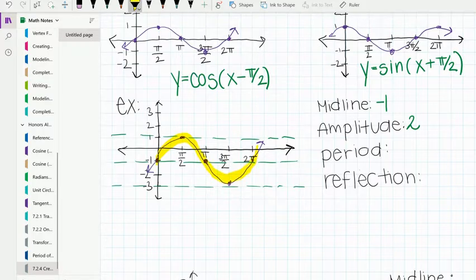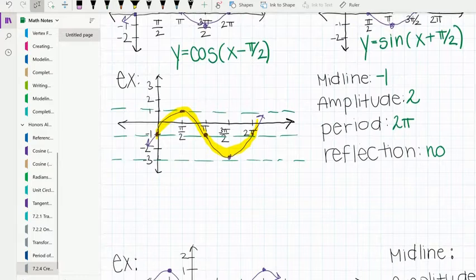Period is how long it takes to complete one cycle. It looks like it completes the whole cycle by 2 pi. The reason it's important to know the period when you're coming up with the equation is that it will influence what your b value is. And then reflection just means, is it reflected across the x-axis? And this one is not. Technically, we could say it's a negative sine graph if we shift it over to the right, but again, like I said, we're going to make the most obvious equation.